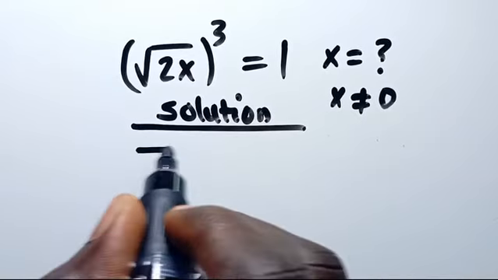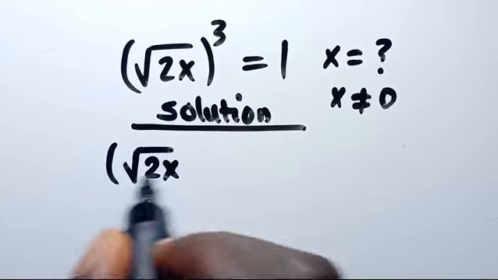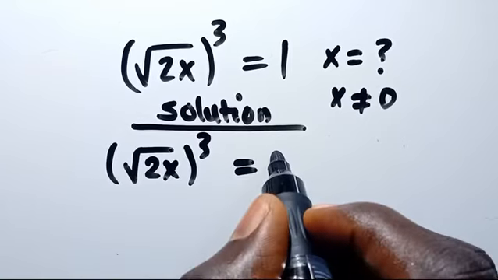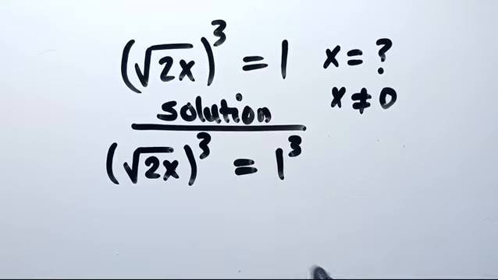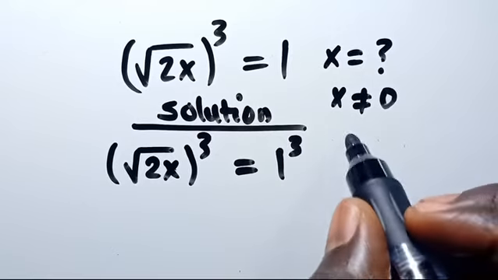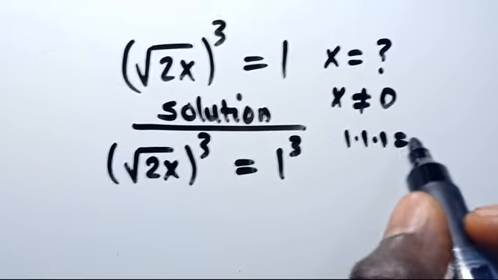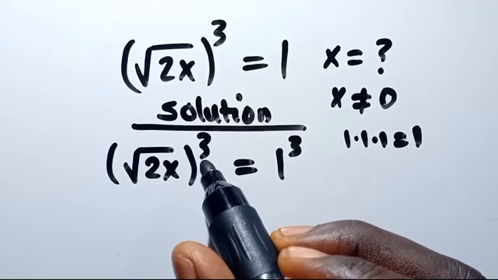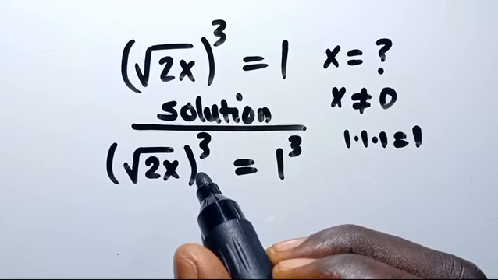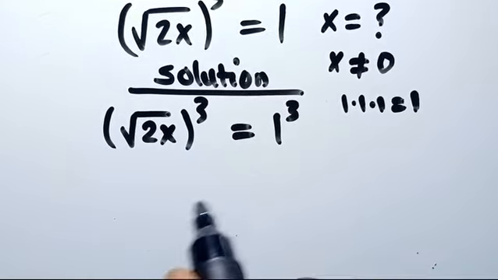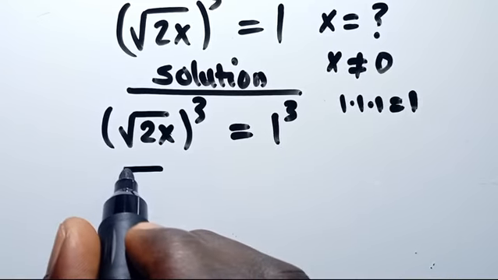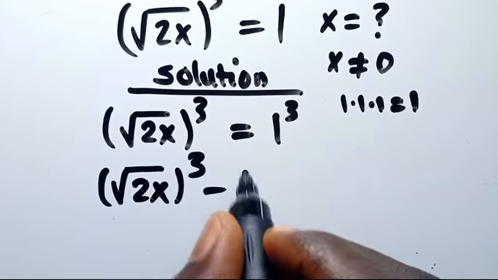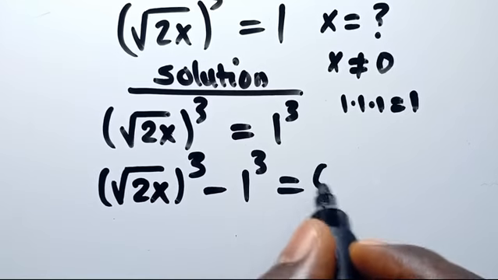From here we have root 2x to the power of 3 equals 1 to the power of 3. 1 to the power of 3 simply means 1 times 1 times 1, and this will give us 1. So we have it here as this. For this problem, we are expected to have 3 possible solutions. So therefore, we take this to this side. We have (root 2x) to the power of 3 minus 1 to the power of 3 equals 0.